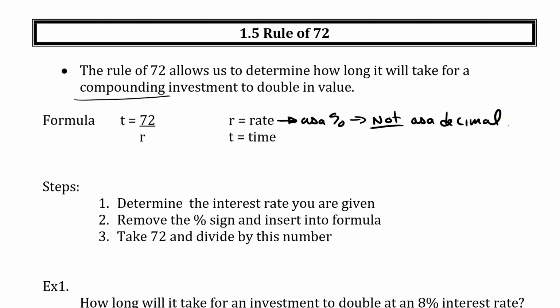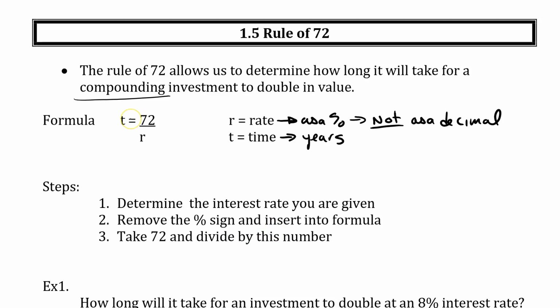So if I were to say 4%, 4 would go in here. Okay, and time, we didn't change anything on you guys. Time is in years. So determine the investment rate you were given, remove the percent sign and insert into the formula, take 72 and divide by this number.